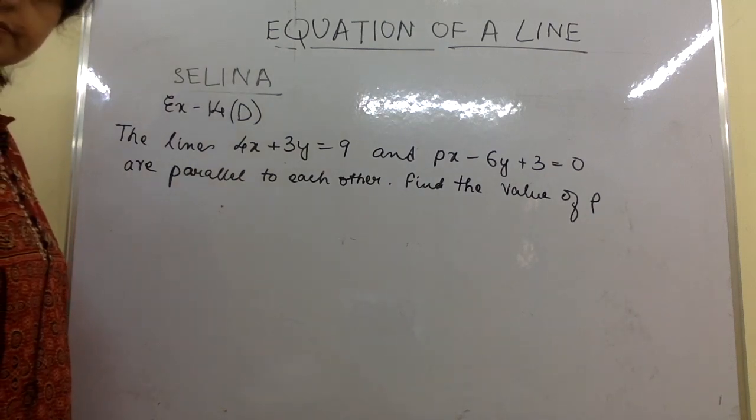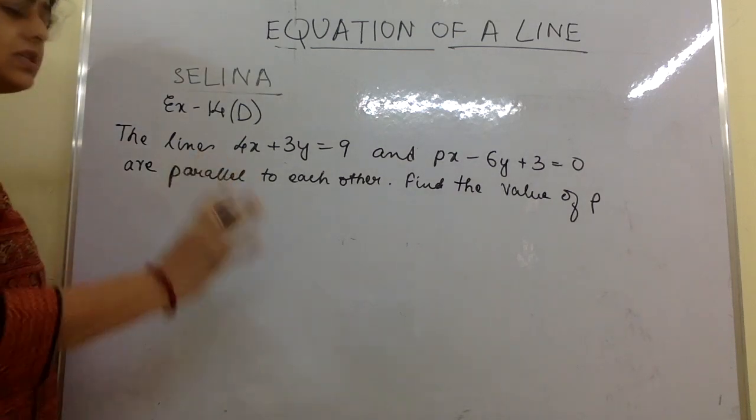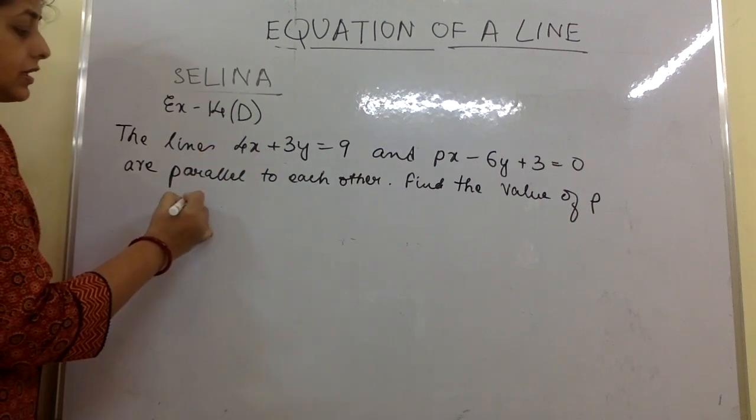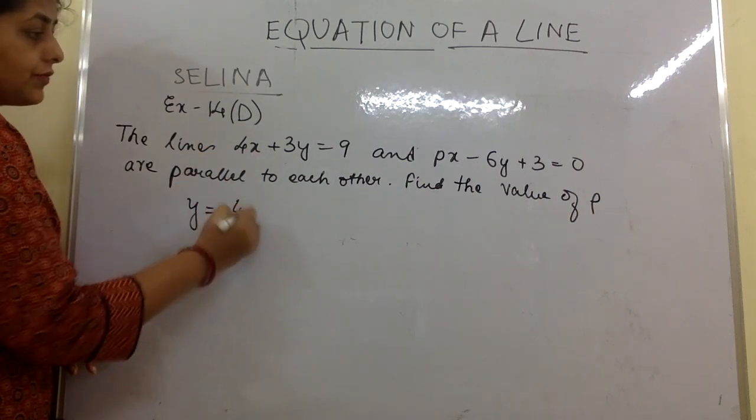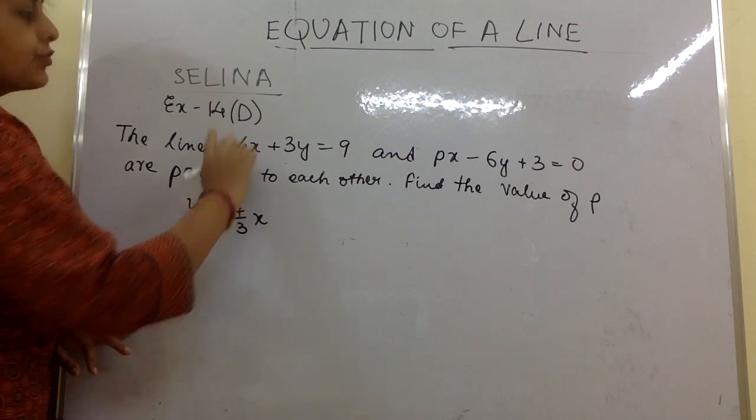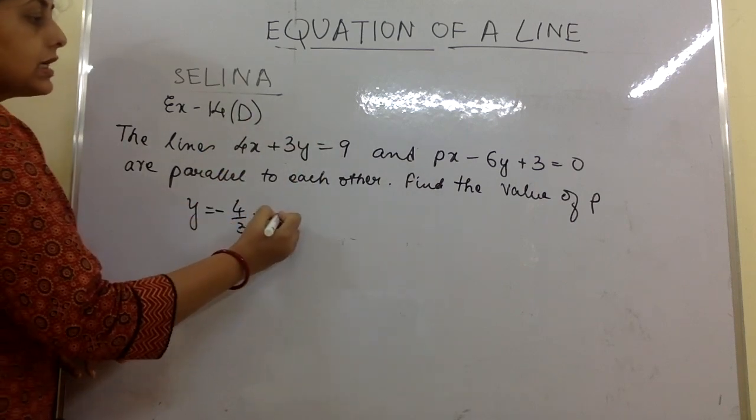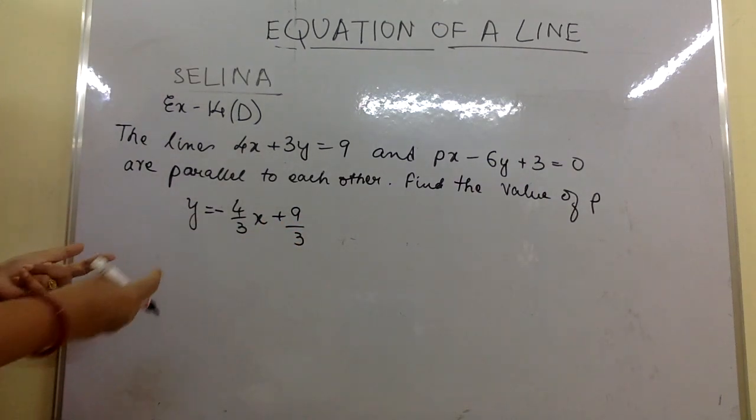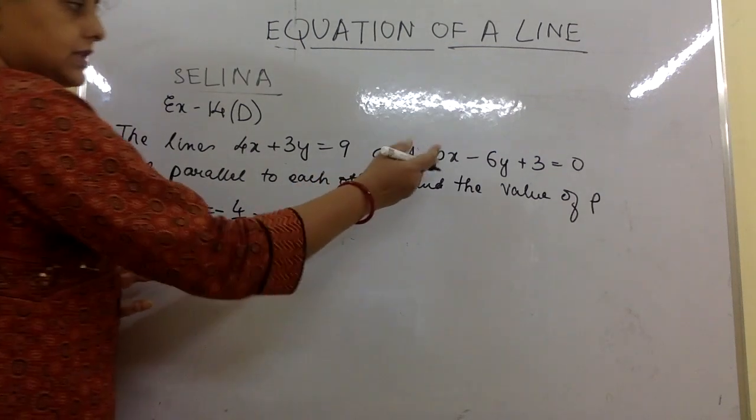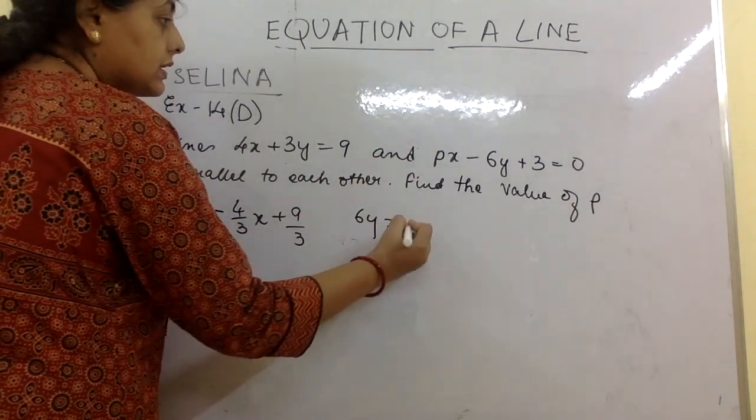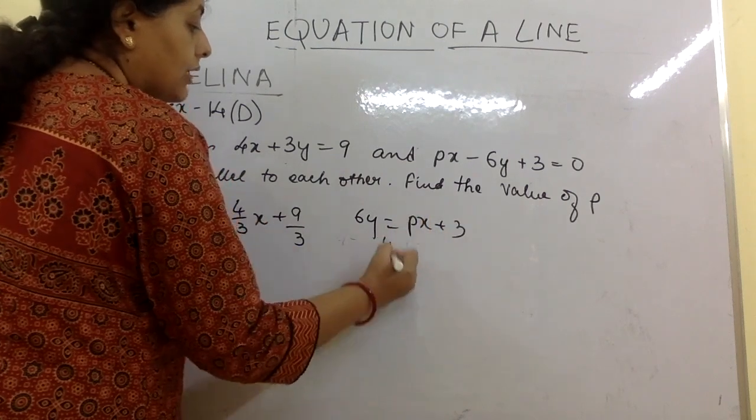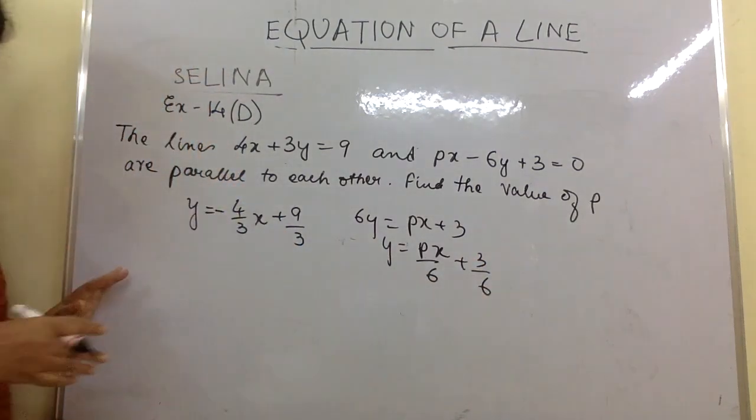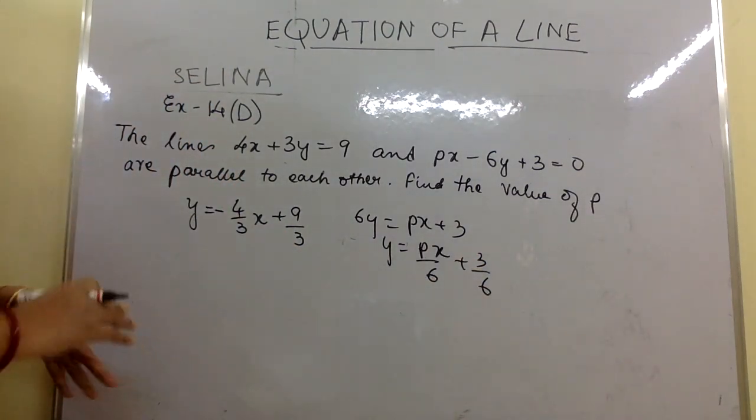So here, the first thing that you do is write them in the form y is equal to mx plus c. So here I am writing y is equal to 4 by 3x. I am taking this 4x to the other side, minus 4 by 3x plus 9 by 3. Okay, so that is my y is equal to mx plus c. Here 6y is px plus 3, y is equal to px by 6 plus 3 by 6. Both the equations I have got in the form y is equal to mx plus c.